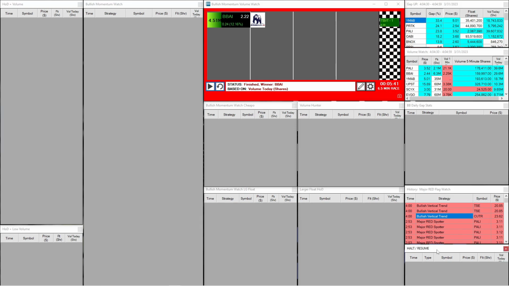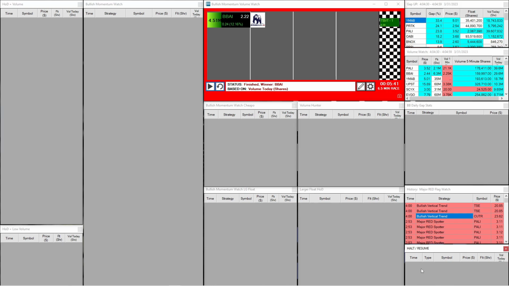Below that is our halt and resume scanner. This is going to let us know when stocks halt. It's going to give us the time, which is very important because oftentimes it's going to be a 5 or 10 minute halt. In the pre-market, it may be longer because it may be pending on news. But if you have the time right here, you can add the 5 minutes to it and you can get the exact time it's going to resume. So you know exactly when to be prepared, when it's going to open up, and you have that 5 minute window to be able to mark the chart and get ready for trade.